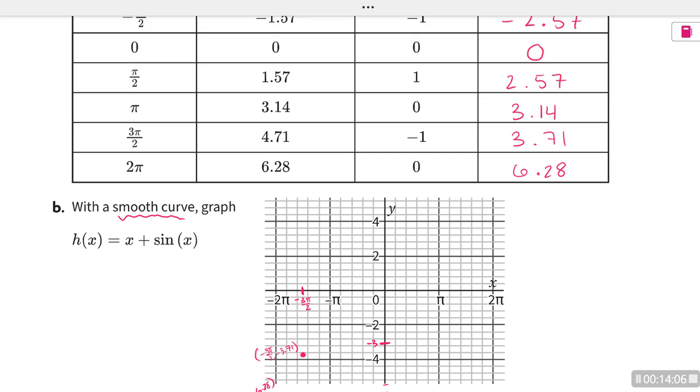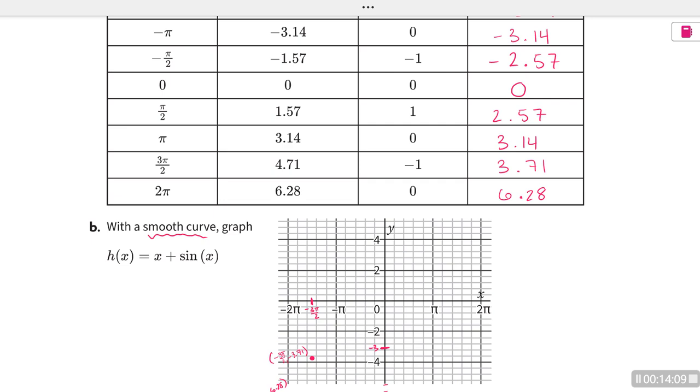Okay. So negative 3.14 is just above that line, and that's going to fall on pi. So let's say that's about here. So negative pi, negative 3.14. Okay, negative pi over 2, so it's going to be about right here. Negative pi over 2 is just above negative 3. Negative pi over 2, negative 3, negative 2.57.